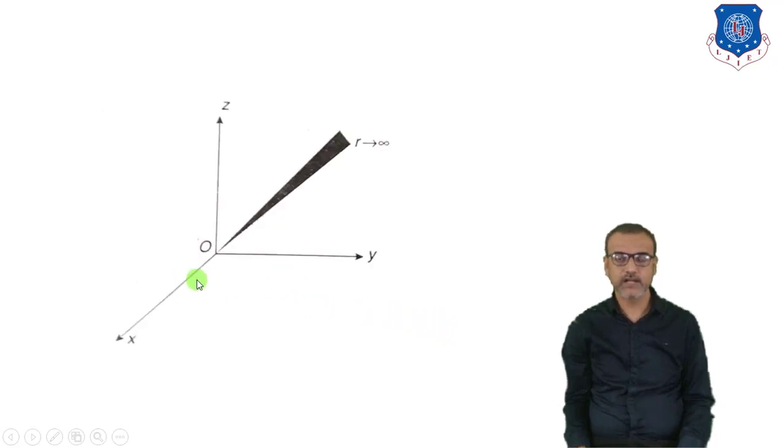Now, this is the graph. This is the x-axis, this is the y-axis, and this is the z-axis. It shows the first positive octant, where r will vary from 0 to infinity, theta will vary from 0 to pi by 2, and phi will vary from 0 to pi by 2.